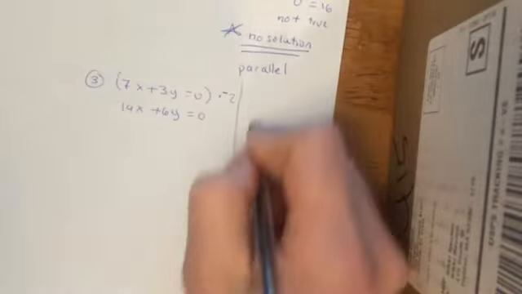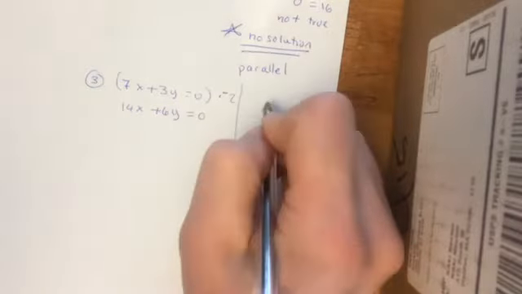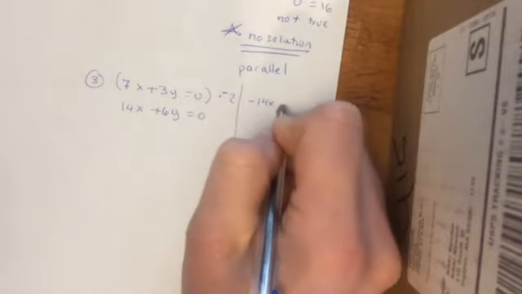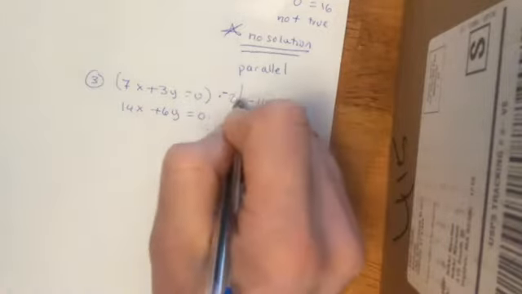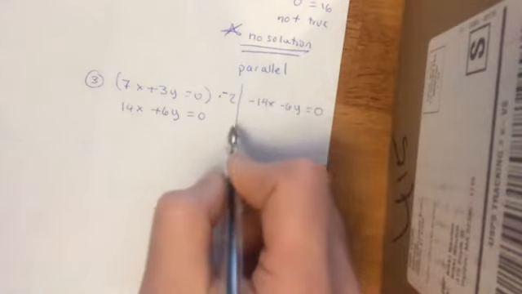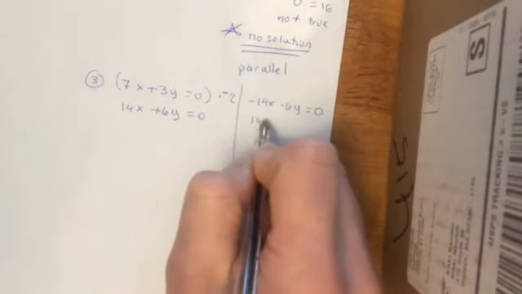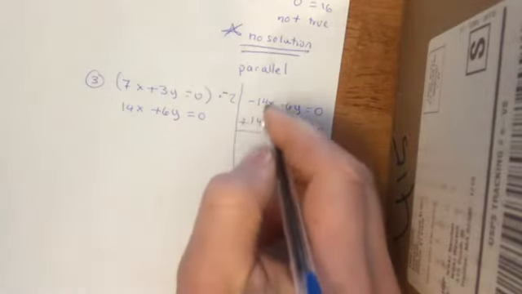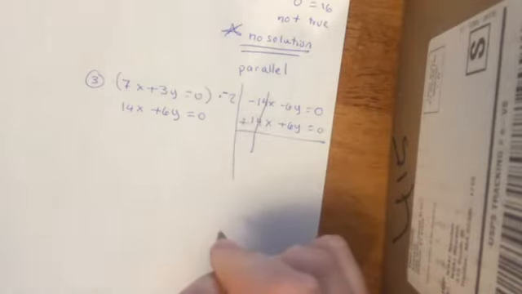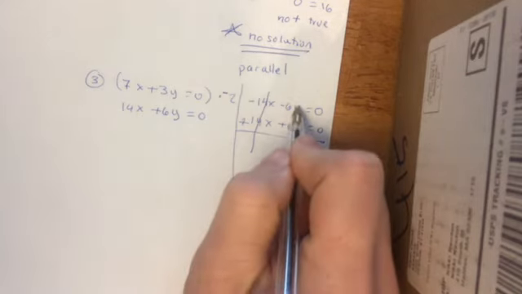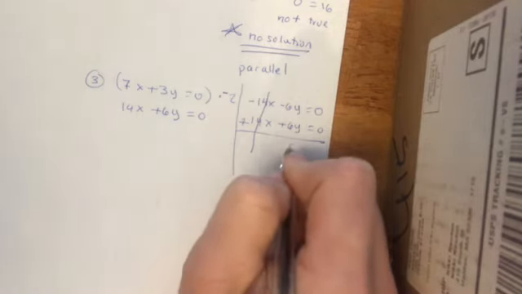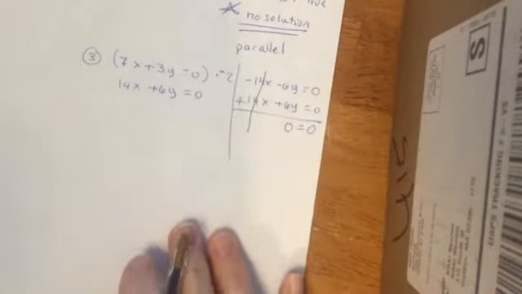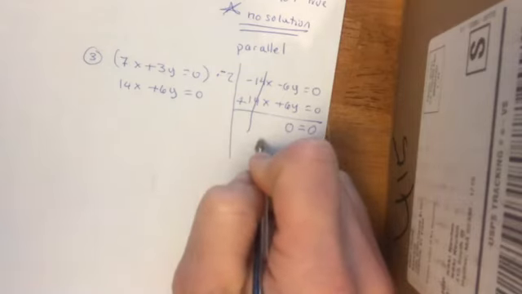So if I write that over here, -2 times 7 is -14x. -2 times 3 is -6y. -2 times 0 is 0. I'm going to copy the bottom equation, and I'm going to add. -14x plus 14x is eliminated just like I planned. -6y plus 6y, oh, that adds up to 0 as well. And 0 plus 0 is 0. Interesting. 0 equals 0. 0 always equals 0.